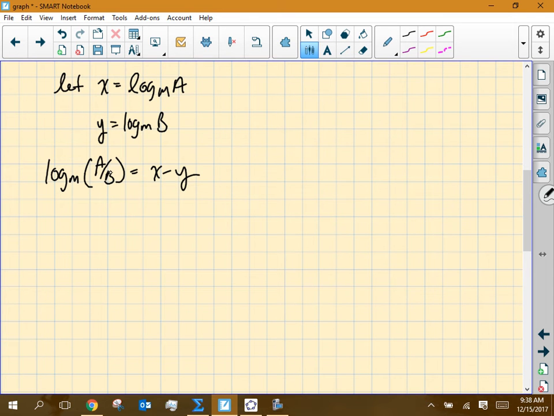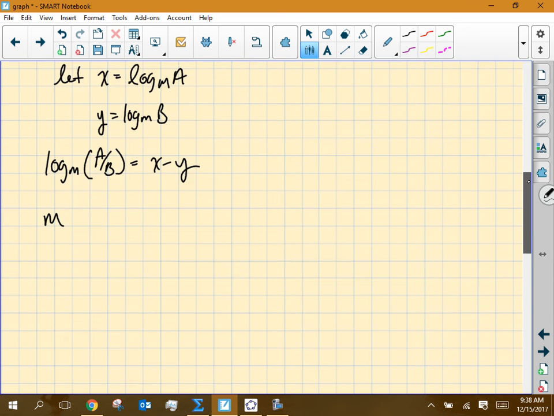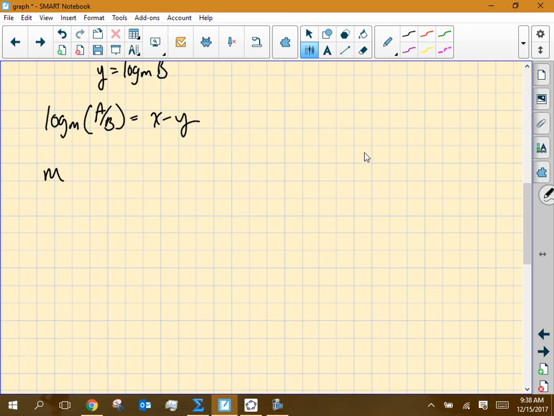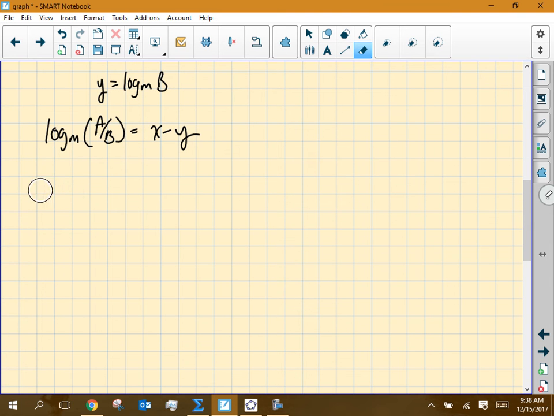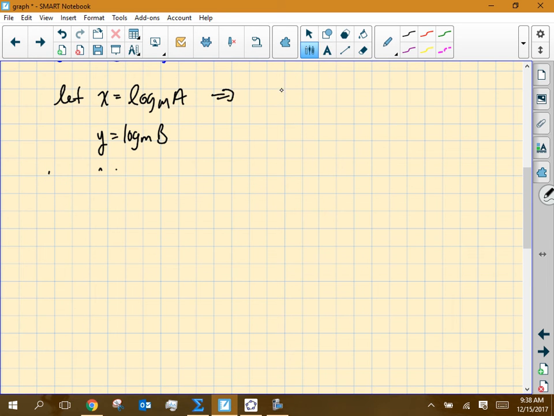Now I'm going to change this to an exponential. So it becomes m. Wait, I'm sorry. I don't know what's going on with my mouse today. I don't want to put it in exponential. Sorry, I messed up. I want to change these into exponentials.